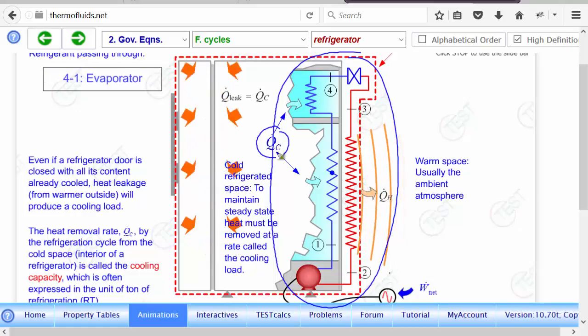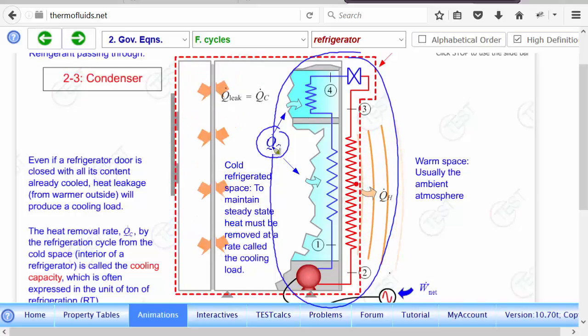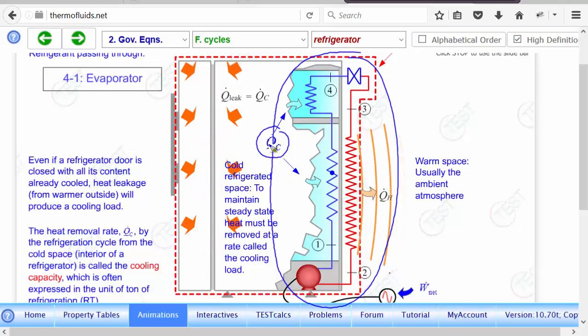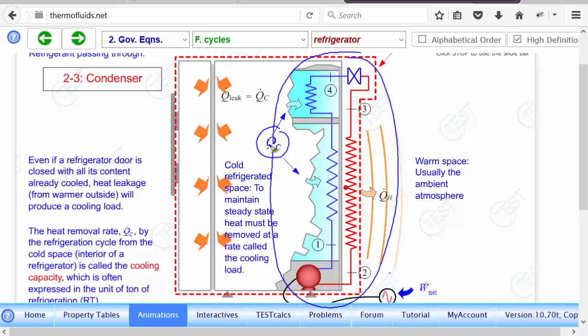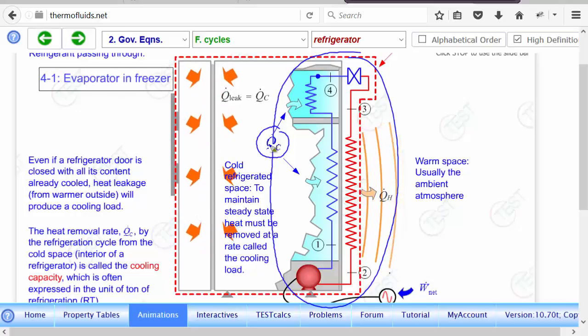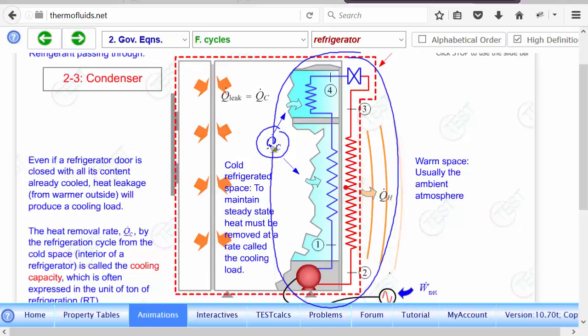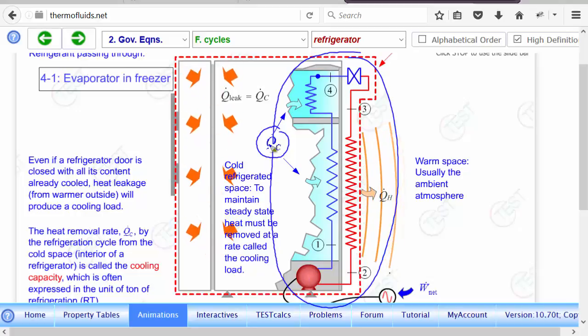So you have to remove, let's say, 5 kilowatt of heat. Then Q.C is 5 kilowatt. So if somebody says the cooling load of a refrigeration system is 5 kilowatt, immediately you understand Q.C is 5 kilowatt. Someone says the cool space has to be maintained at, say, 0 degrees Celsius. You know the Tc is 0 Celsius, which means 273 Kelvin.